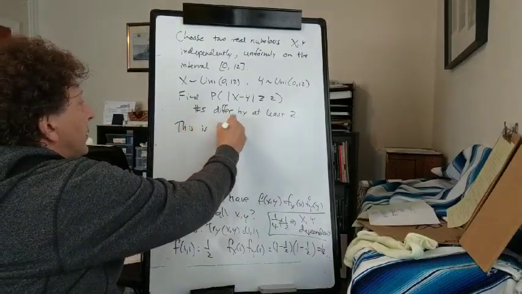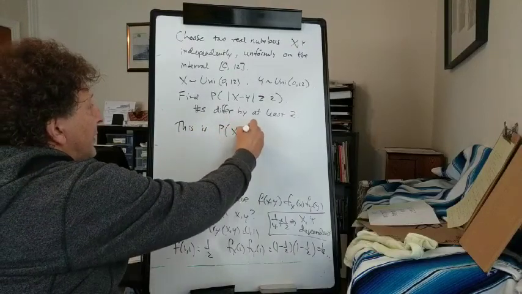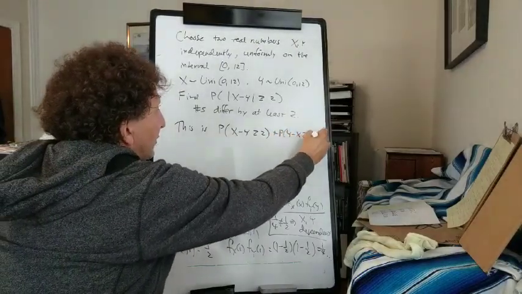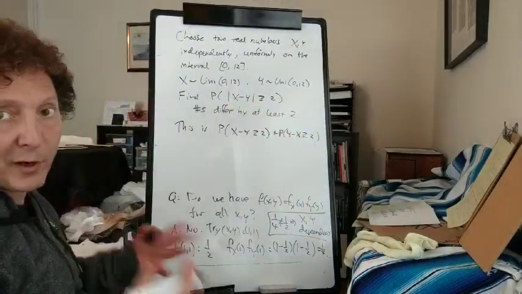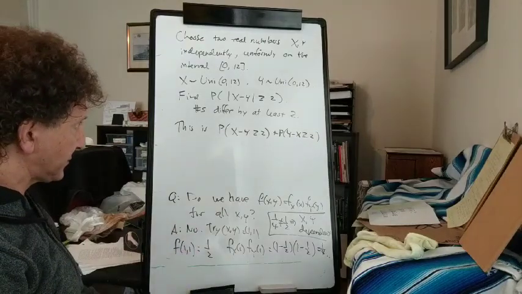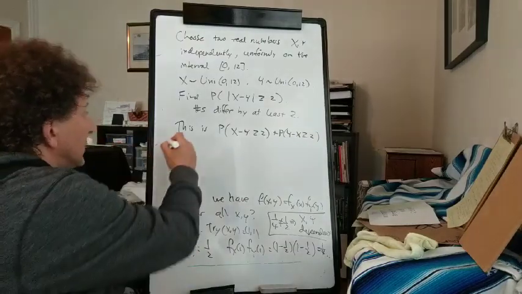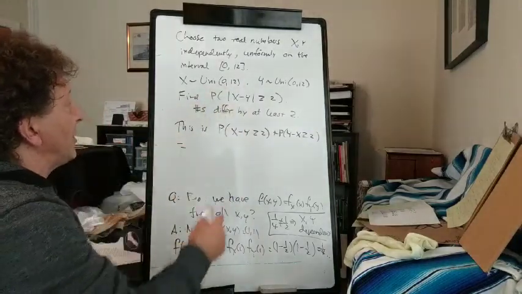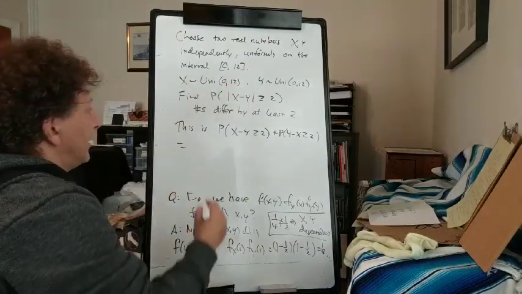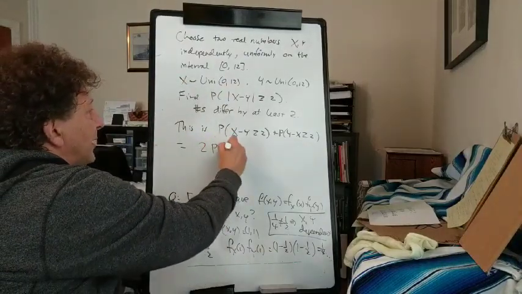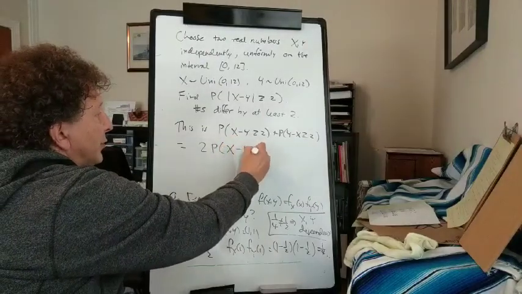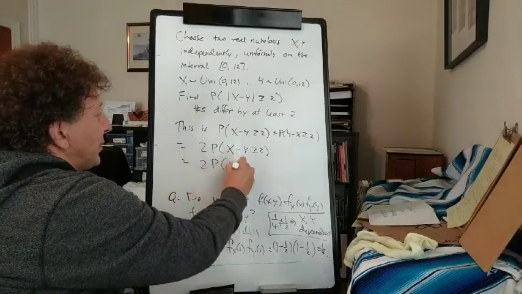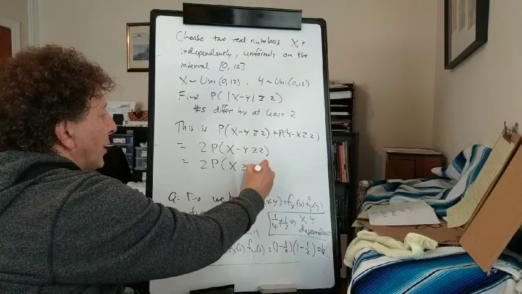Now this is the probability that x minus y is greater than or equal to 2 plus the probability that y minus x is greater than or equal to 2. The absolute value here is because we don't know whether x is going to be bigger or whether y is going to be bigger. But by symmetry, these are both the same. We've got the exact same distribution. We could have called this one y, we could have called that one x. So this is 2 times the probability that x minus y is greater than or equal to 2, which I guess we could express as 2 times the probability that x is greater than or equal to y plus 2.